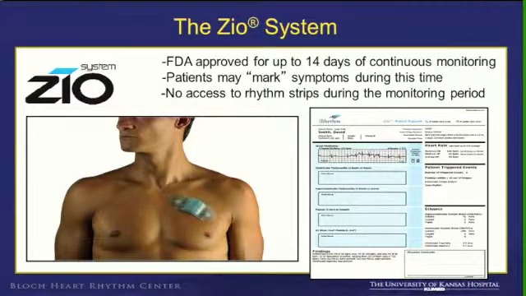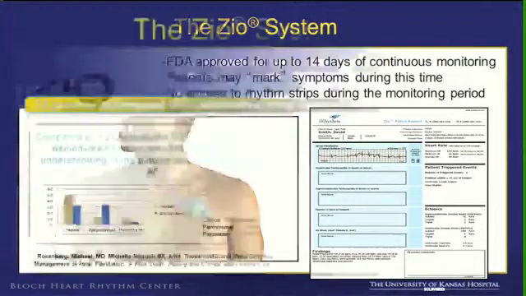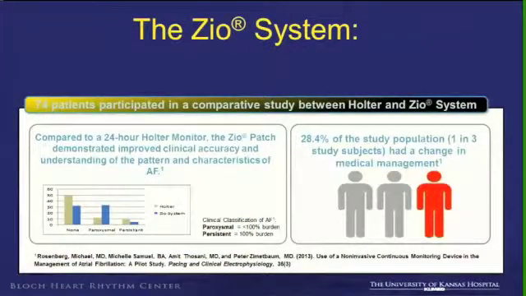gel will fall off. There's, again, no access to rhythm strips during the monitoring time, excuse me. So at the end of the 14 days or however many days you prescribe it, you would send it back through the mail and you would get a report as to what happened during those 14 days.